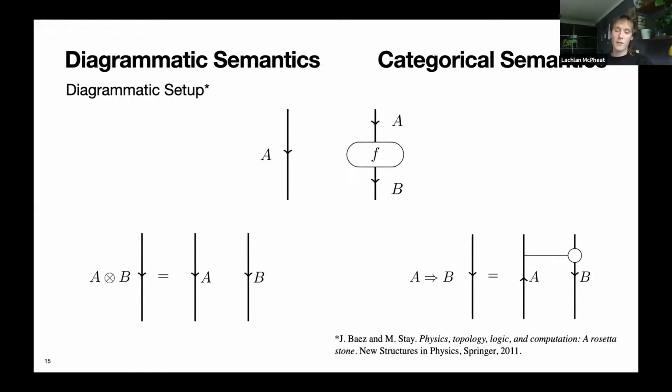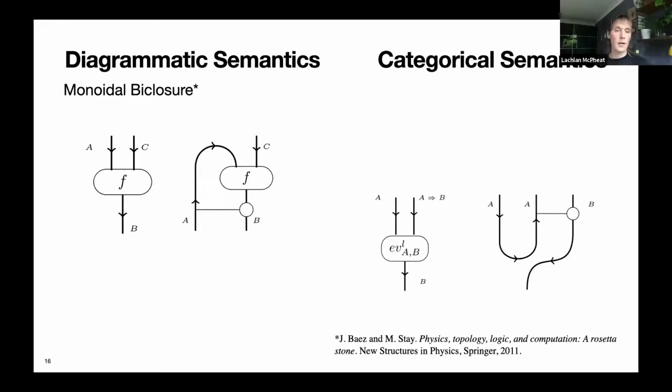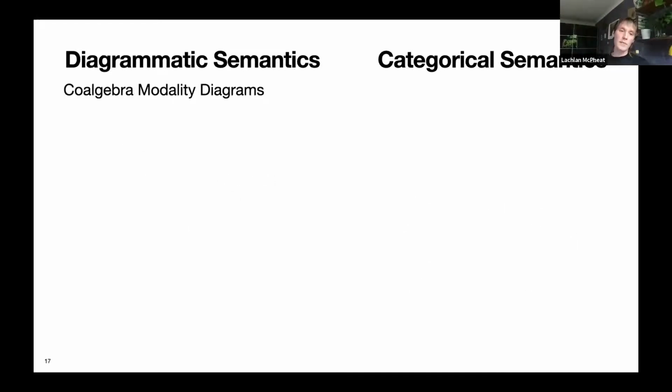So here are the rightwards facing ones denoted by this clasp. And also, obviously, because it's monoidal closed, we have caps and cups corresponding to currying and evaluation. And these diagrams are the left ones. You also have right ones, but I don't want to clutter the page too much. So this is all standard setup. What's new for us are the coalgebra modality diagrams.